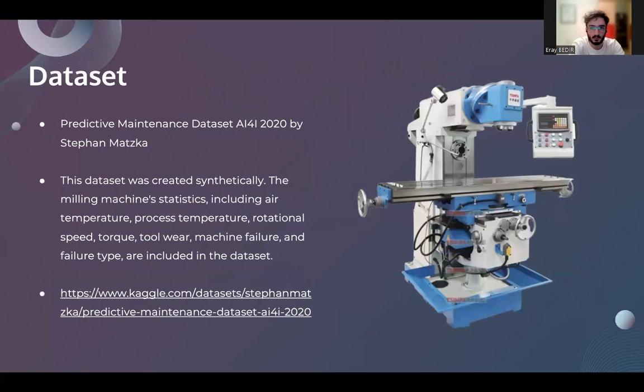I'm Eray Bedir from Information Systems Engineering. Our dataset is from Kaggle, from someone called Stefan Matska. Our dataset was created synthetically. They include the milling machine statistics like air temperature, torque, tool wear, machine speed, and they give if the machine fails or not. If it fails, what type of failure it will give. Next slide, please.